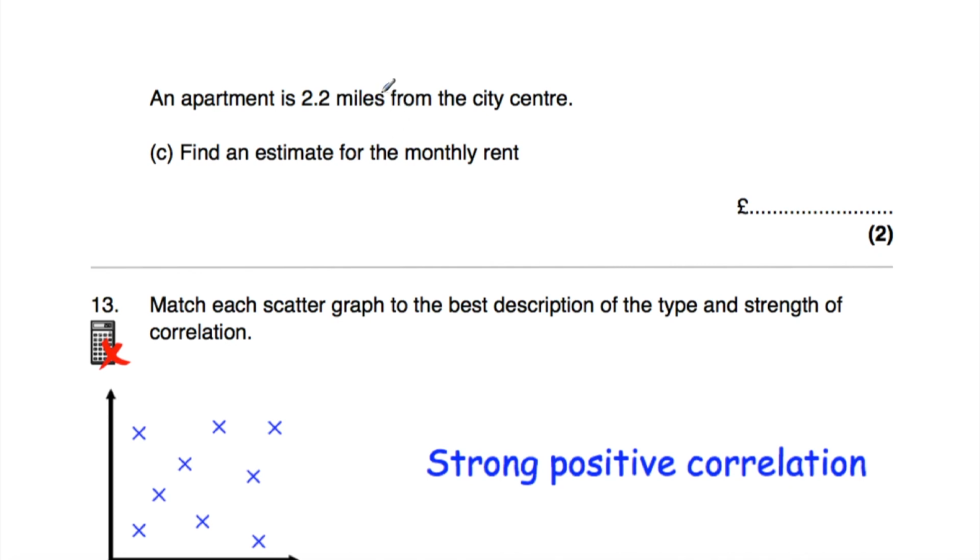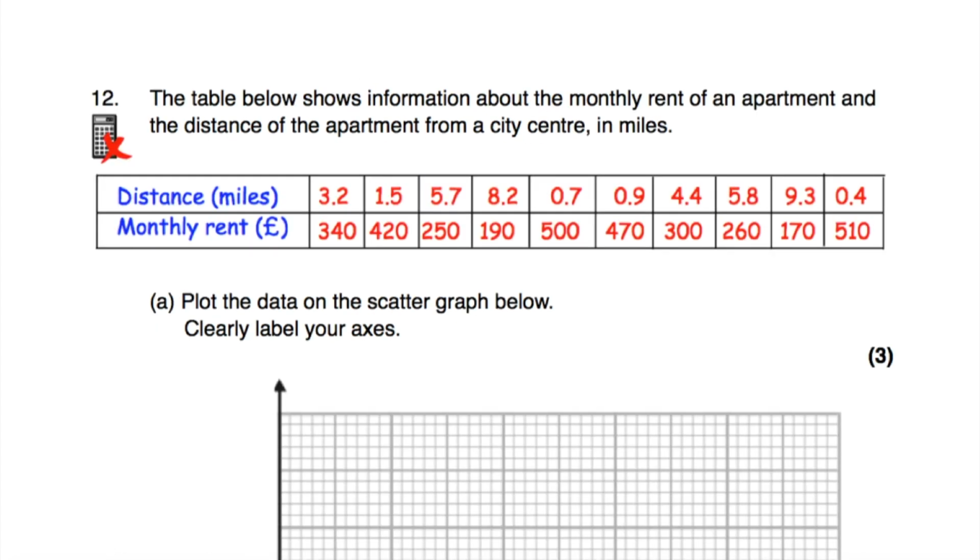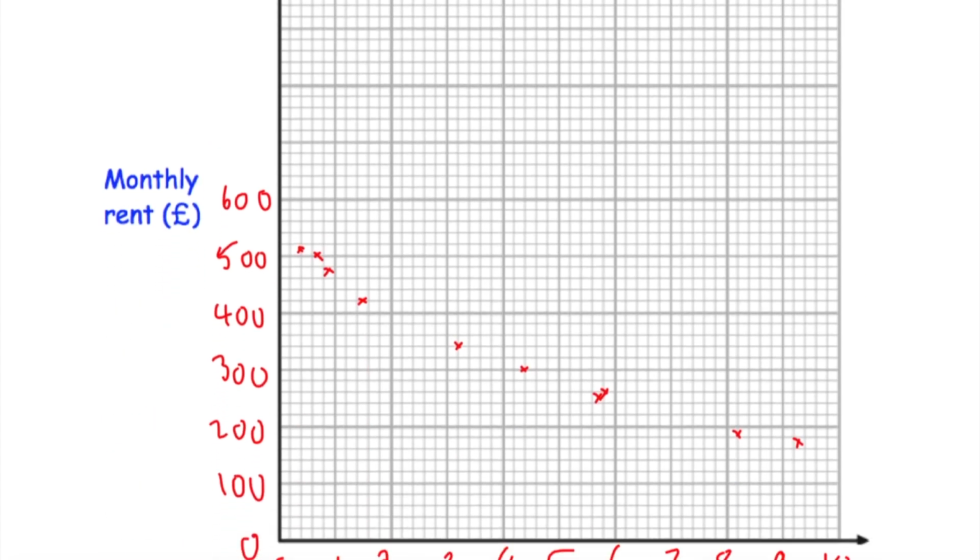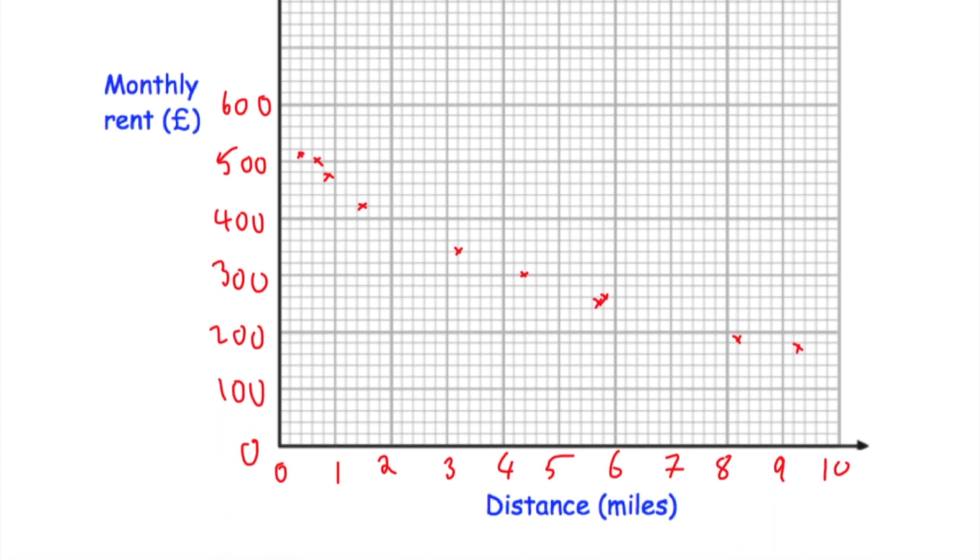So we're then told an apartment is 2.2 miles from the city centre and to find an estimate for the monthly rent. So we want to estimate the rent for an apartment that is 2.2 miles away from the city centre.